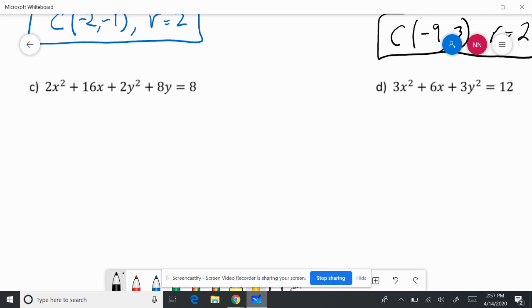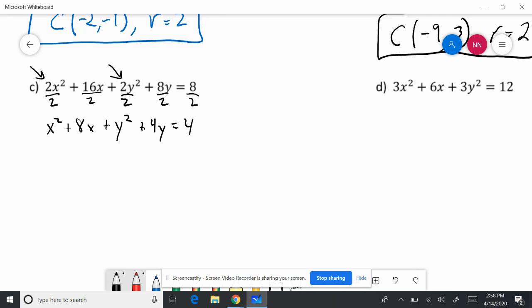Now what we're going to do is look at a leading coefficient. If you're looking at letter C, notice that we have a leading coefficient of 2, and this one also is 2. Whenever it's a circle, these are always going to be the same. So we're going to take each of the terms and divide them by 2. That gives us x squared plus 8x plus y squared plus 4y equals 4.